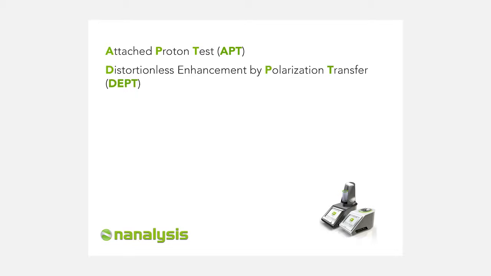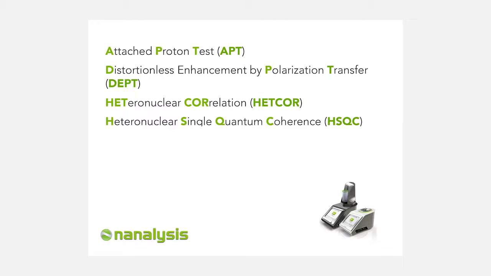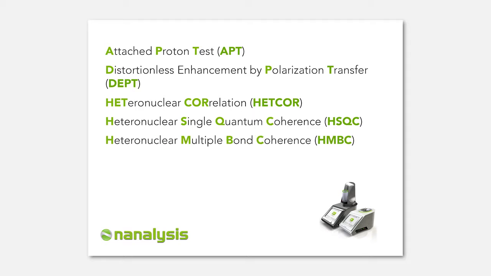This spectrometer comes preloaded with several experiments, including standard 1D with decoupled on, off, gated, and inverse gated, attached proton test, or APT, distortionless enhanced polarization transfer, known as DEPT, heteronuclear 2D experiments, heteronuclear correlation, HETCOR, heteronuclear single quantum coherence, HSQC, and finally, heteronuclear multiple bond coherence, HMBC. For this video, we'll talk about the considerations needed for running regular 1D carbons and DEPT experiments.